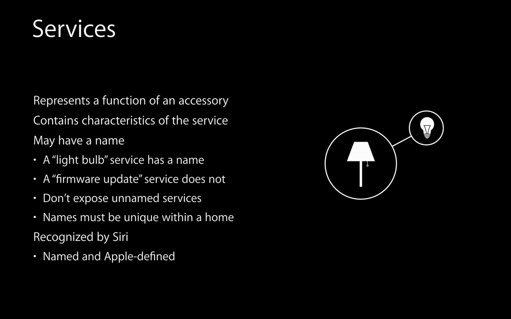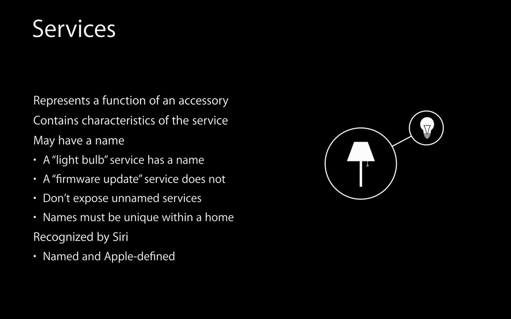Here, for example, we have a light bulb. A service that is a light bulb would typically have a name because the user is going to want to name it. You know, that light has a name, I refer to it. But a service to update firmware on an accessory is something that a user typically would not need to name and refer to in many different ways. It's something that your application would take care of for them, presenting that in a more user-friendly way than saying, oh, here's your firmware update service, and here's the data that goes into it. So in your UI, generally, you will not expose unnamed services.